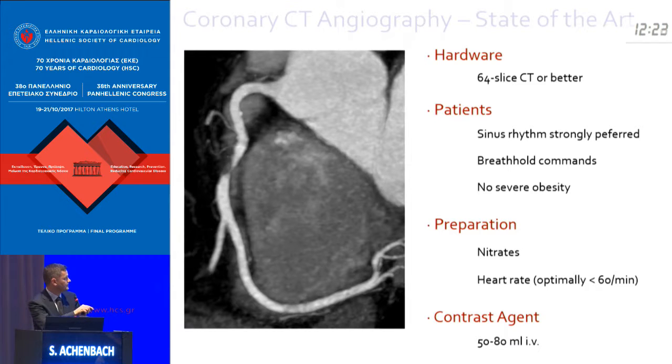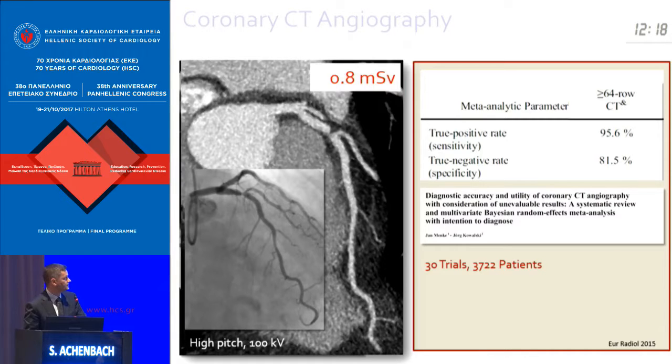And this is a typical example of a high-grade stenosis visualized by coronary CT angiography. Here's another example of a high-grade proximal LAD stenosis, and you can see that the radiation dose for modern scanners can be extremely low. With very modern systems, doses of less than 1 millisievert are possible. And on the average, at least in Germany currently, the dose for a coronary CT angiogram is approximately 3 to 4 millisieverts, which is the same range as an invasive angiogram.